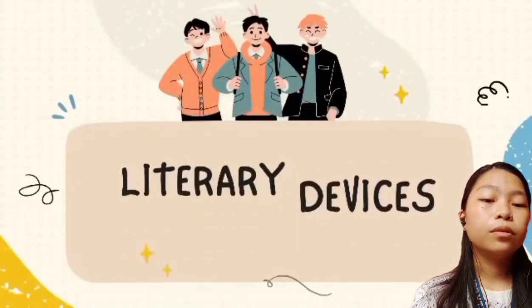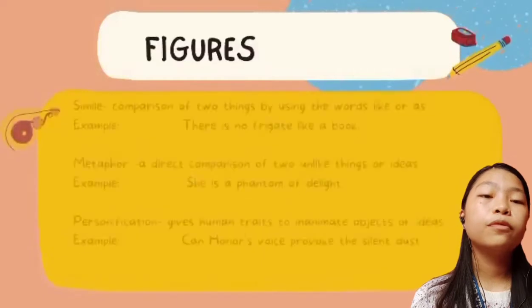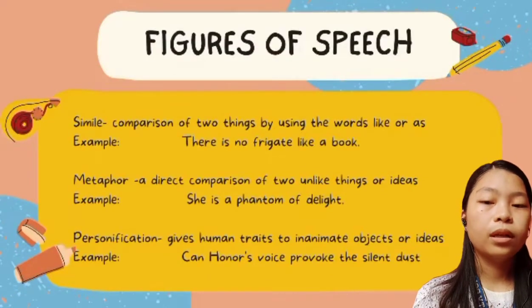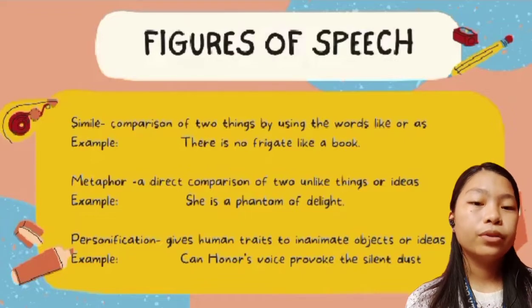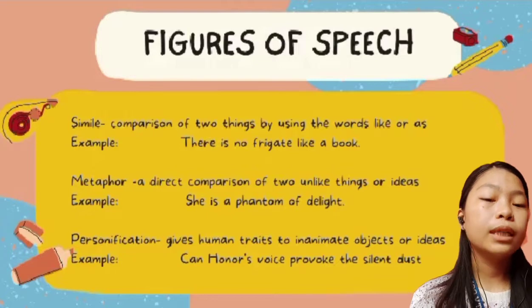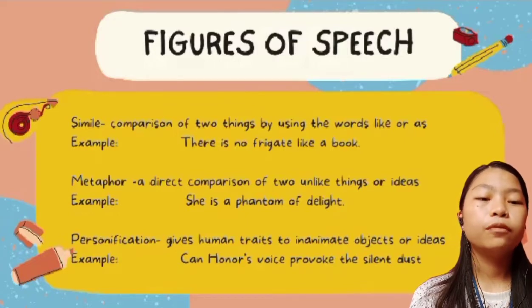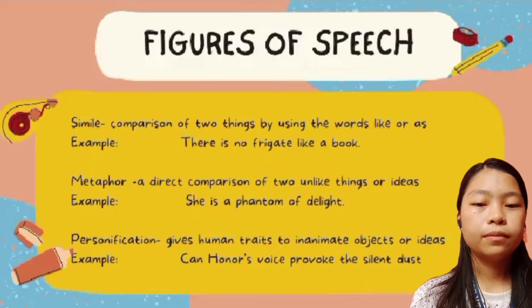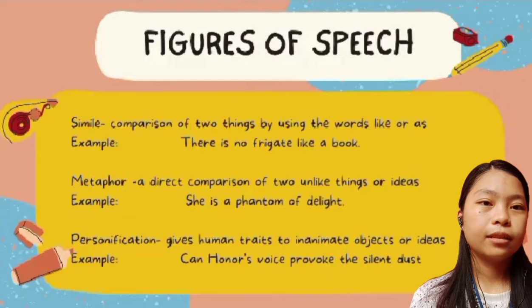So what are the literary devices used in poetry? The figures of speech, of course. First figure of speech, that would be simile, a comparison of two things by using words like or as. For example, there is no frigate like a book. For the second figure of speech, that would be metaphor, a direct comparison of two unlike things or ideas. For example, she is a phantom of delight.